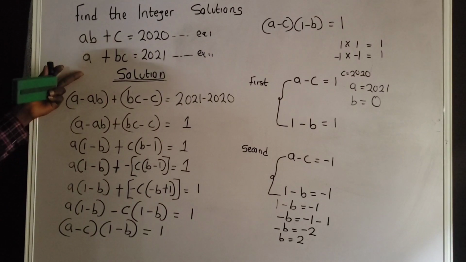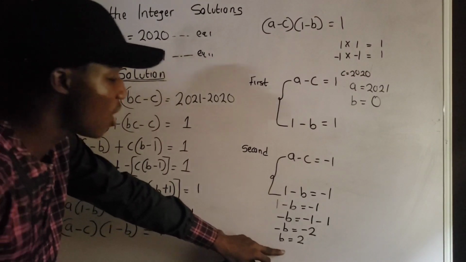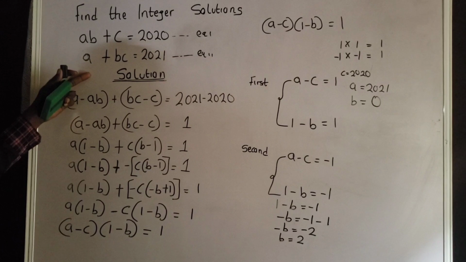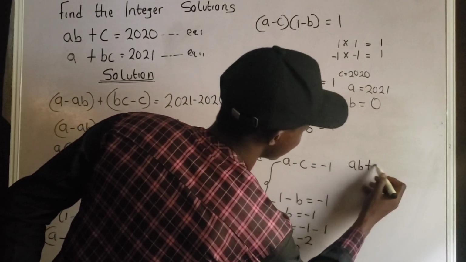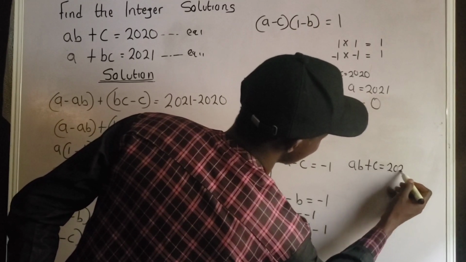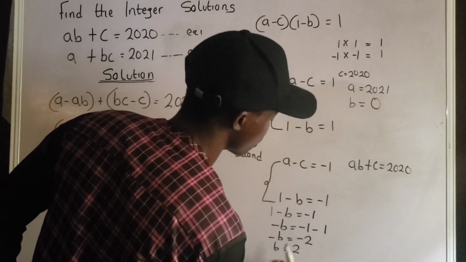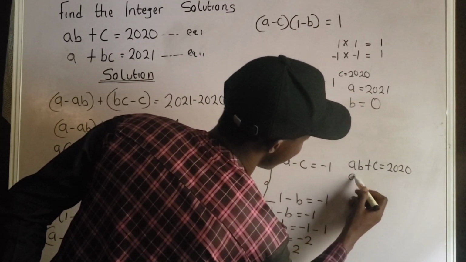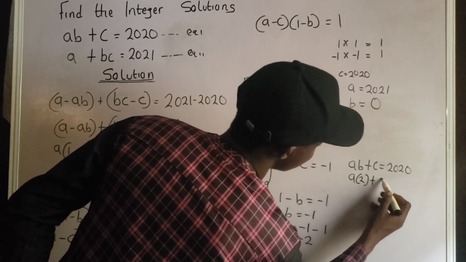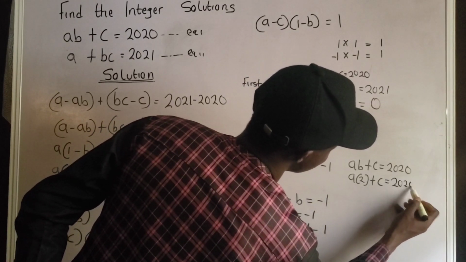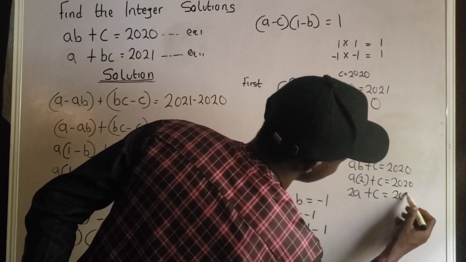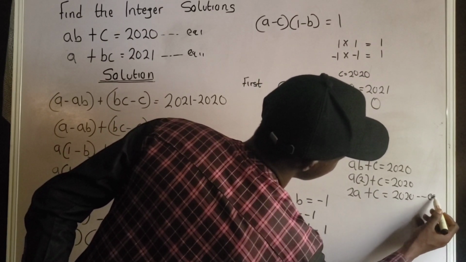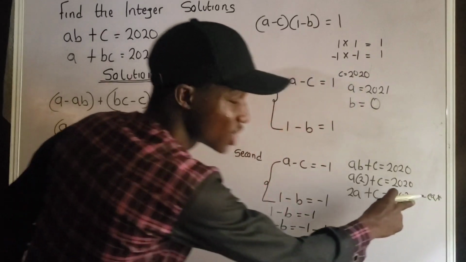Okay, having got the value of b, to get the value of a and c, let's go back to our equation and substitute. If I substitute the value of b into any of these equations, don't forget that equation 1 is what? ab plus c is equal to 20. When b is equal to 2, I'm going to have a into bracket 2 plus c is equal to 20. Therefore, 2a plus c is equal to 20. Let me call this equation star.